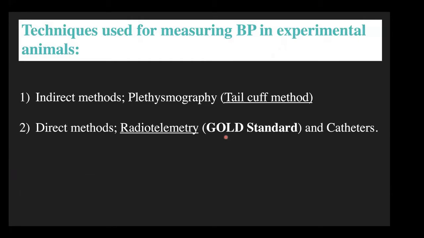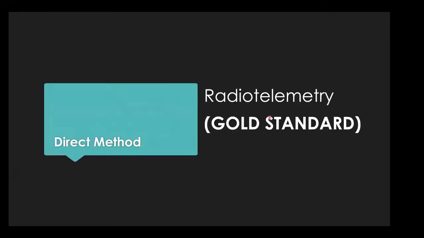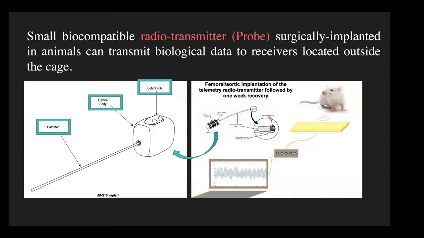So the techniques used for blood pressure measurement in experimental animals are really divided into either the indirect methods, for example, the tail cuff method, or the direct methods, and those include either the catheters or the radiotelemetry. Now let's talk about the radiotelemetry more.